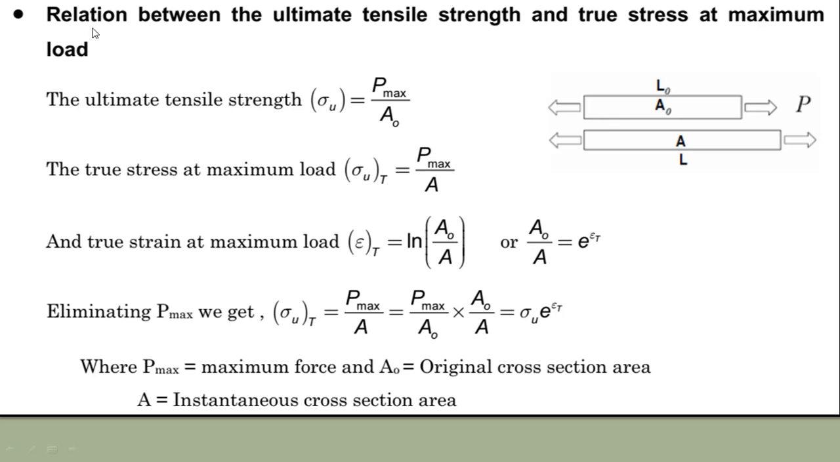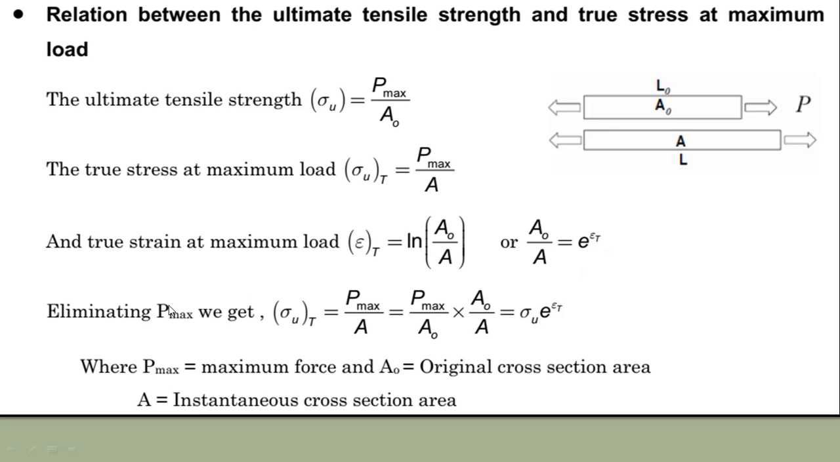The ultimate tensile strength sigma u is equal to P max divided by A0. Here is the member, area is A0, length is L0, and force P is an applied tensile force, axially loaded member. It will create an effect: change in area will be A, change in length will be L. So the true stress at maximum load sigma u true is equal to P max divided by A, and true strain at maximum load epsilon T is equal to the integration, ln of A0 divided by A, or A0 divided by A is equal to e raised to epsilon T.